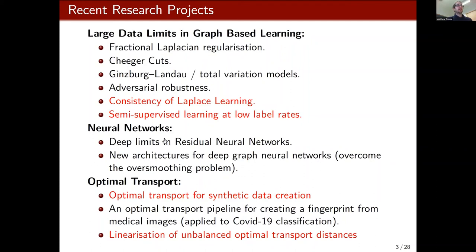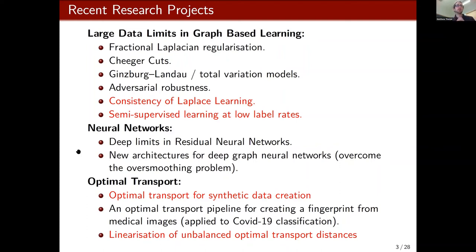In neural networks, I'm interested in what happens as you get deeper networks. In particular, making the connections between a very deep network and something like an ODE system, and trying to use this to design new architectures. More recently, I've been trying to combine this with graph-based learning to design graph-based neural network schemes.